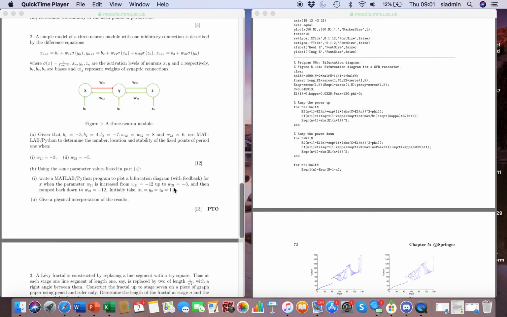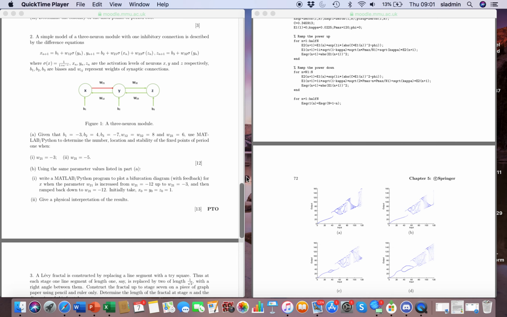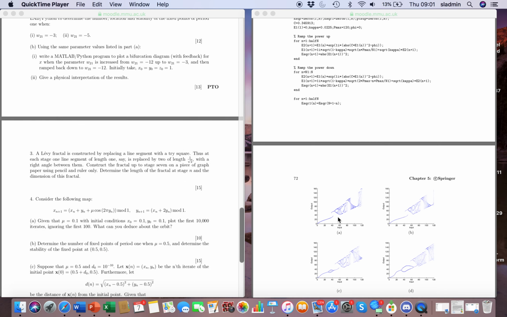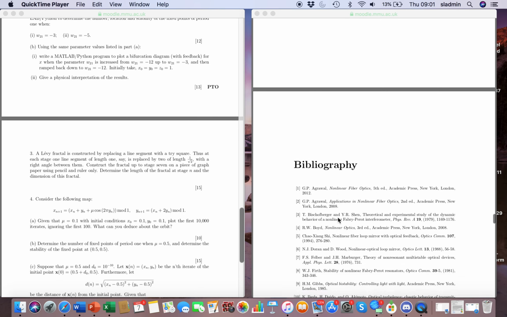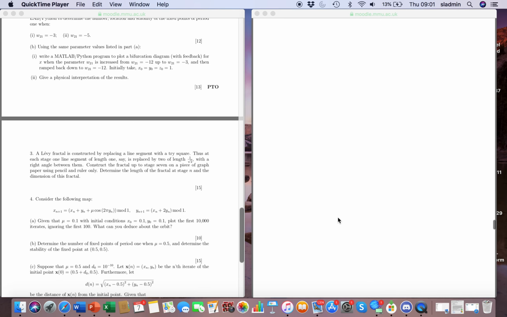In your case, you will be ramping this weight, W21, you will be ramping it up from -12 to -3, and then back down again from -3 to -12. So you need to edit program 5C to get your bifurcation diagram, and this includes feedback. Question number 3, you need to look at chapter 6 on fractals.